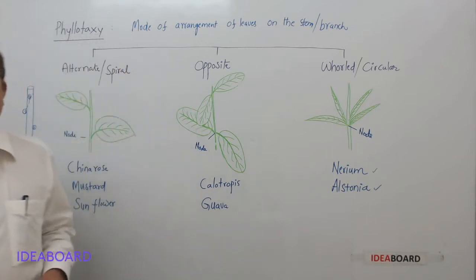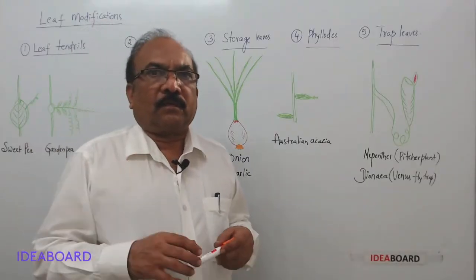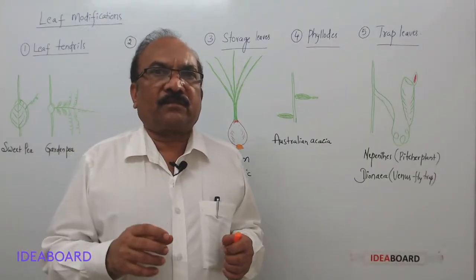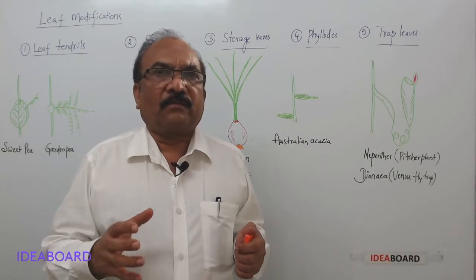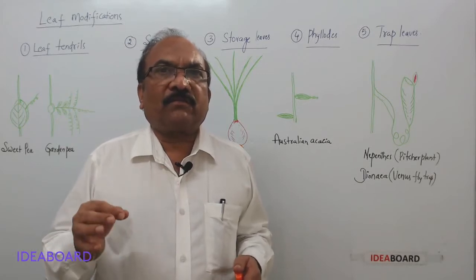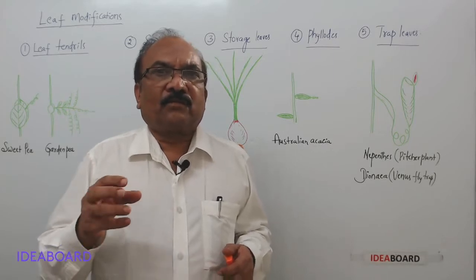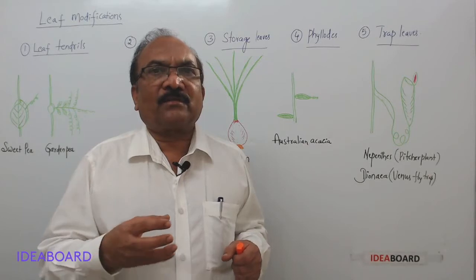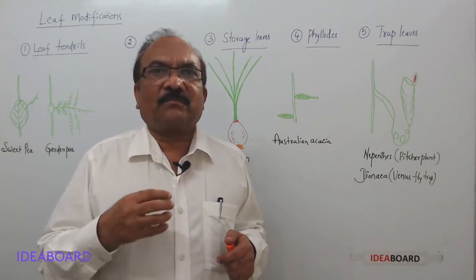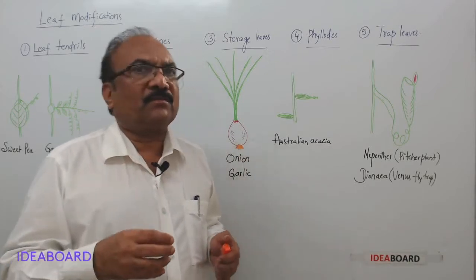That is about phyllotaxy, and the next aspect is leaf modifications. So now let us discuss the modifications. Already we know what modification is: a permanent change in the structure of any organ to perform a special function. We already discussed some modifications in roots and some in stems. Now we will discuss the modifications in leaves.